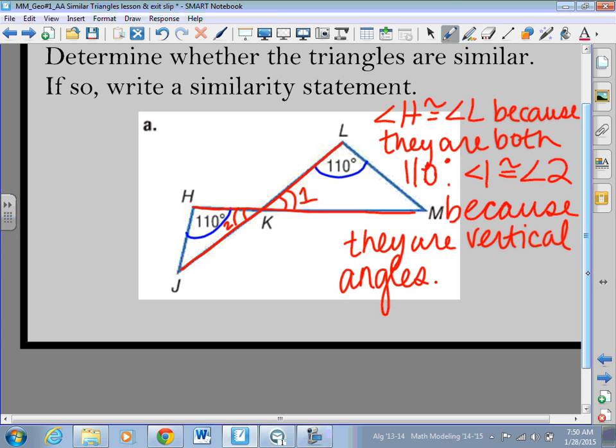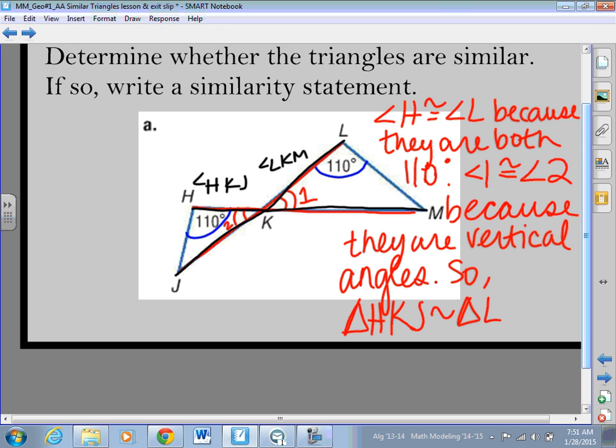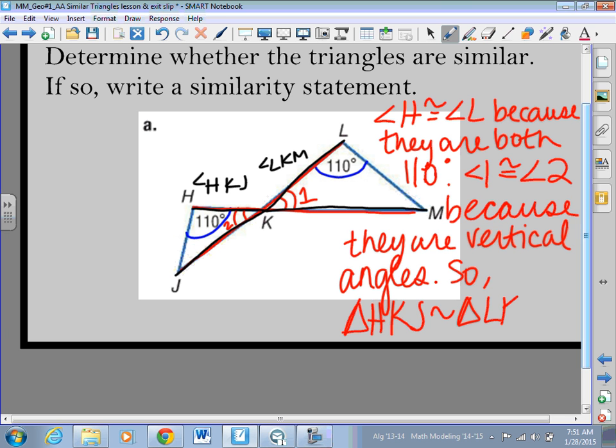We could also label angle 1 as L, K, M because those are the vertices that make it up. So angle 1 is really L, K, M, so you could use that as well. Or H, K, J for angle 2, so you could label it that way also. So we are ready for a similarity statement. Remember, it depends on what you label it. I'm going to start with the 110: triangle H, K, J is similar to triangle, and if I start with the 110, I have L, then the vertical angle, which is K, and then M. And that is my similarity statement.